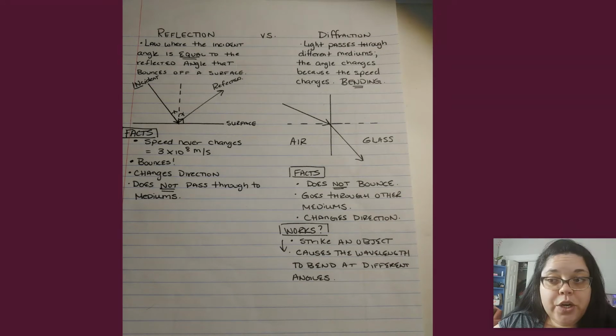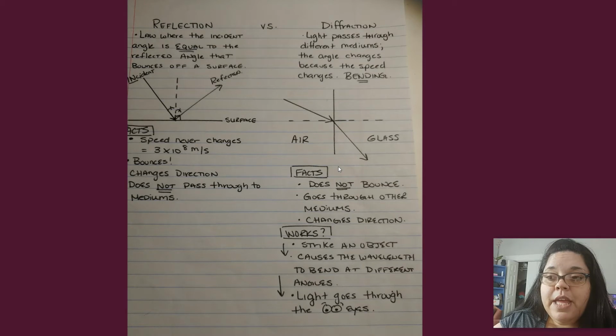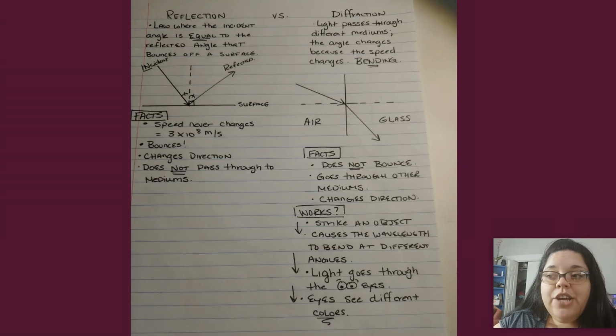How does diffraction work? It strikes an object that causes the wavelength to bend at a different angle, kind of what you see here. Strikes it, then it bends at a different angle. Then that angle goes through, and then you get to see it through your eyes. Whatever that angle changes, your eyes then, of course, will see different colors based on the different angles. So when your eyes look at the different angles, that's how you get different colors. And the angles that bend are going to be red, orange, yellow, green, blue, indigo, violet. So that Roy G. Biv, you're going to have that same thing there.